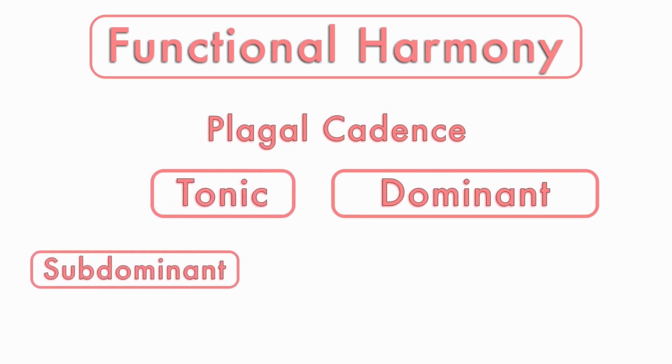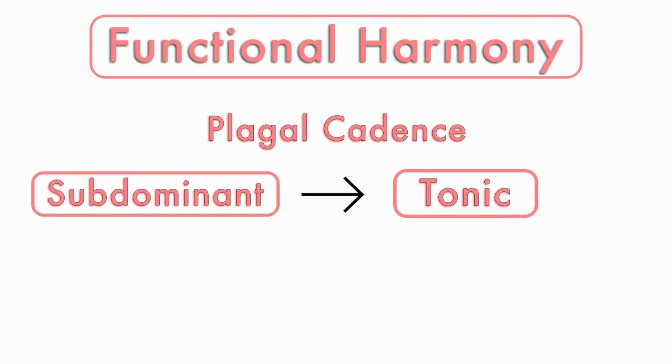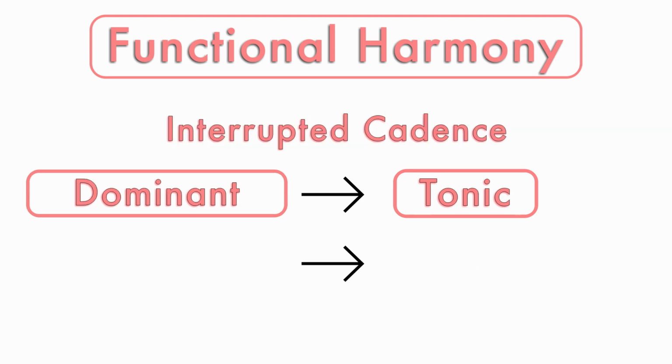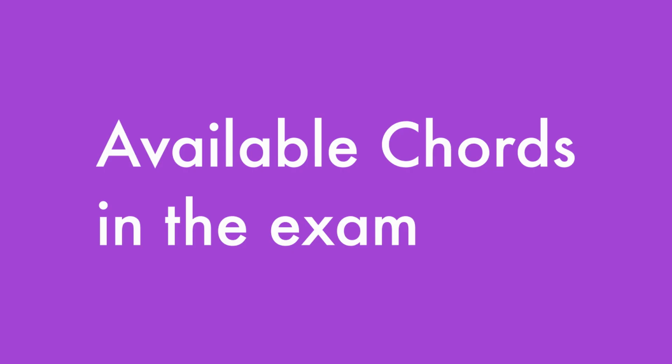A plagal cadence in music is another full stop point. It involves chord 4 going to 1. In the context of C major, that means chord F going to chord C. This is often referred to as the Great Amen, as it happens at the end of a lot of religious choral music. An interrupted cadence or deceptive cadence is where we have chord 5 going to chord 6. In C major, that means the chord of G going to A minor. The reason why it's called an interrupted or deceptive cadence is because your ear expects to hear 1 after the 5 chord and gets a surprise when it hears 6 instead.